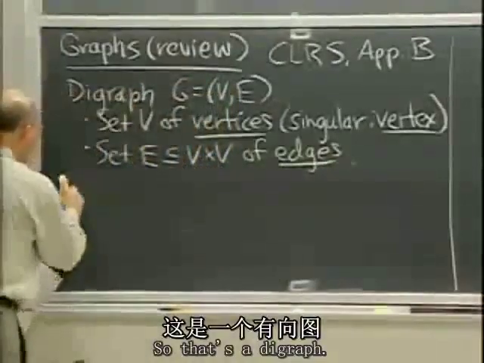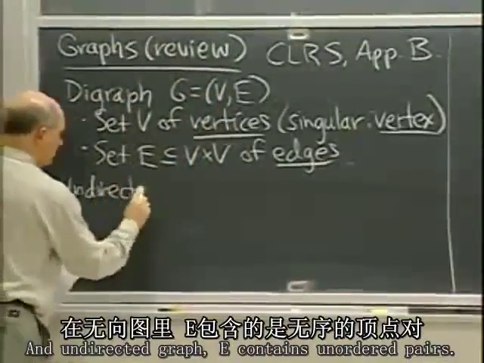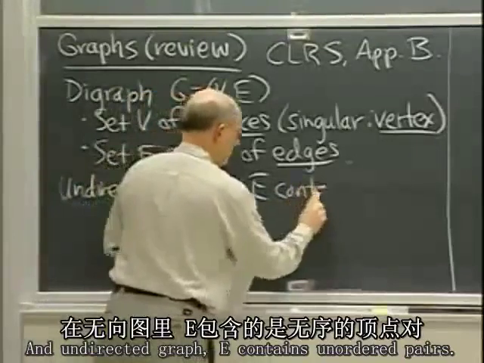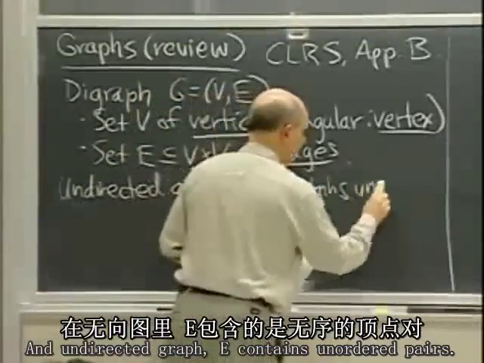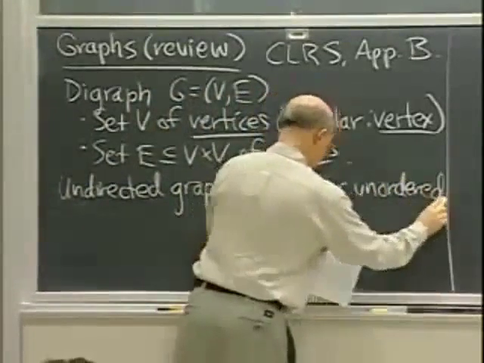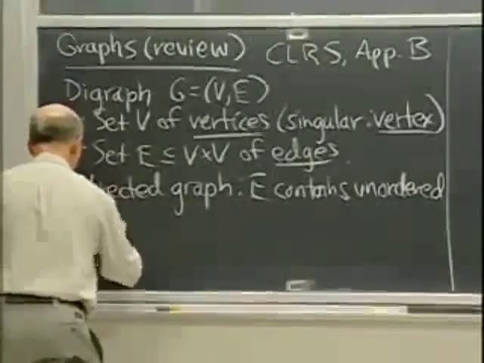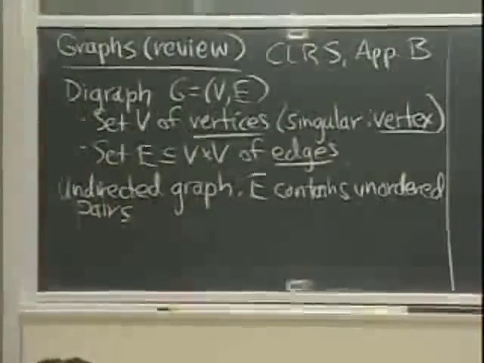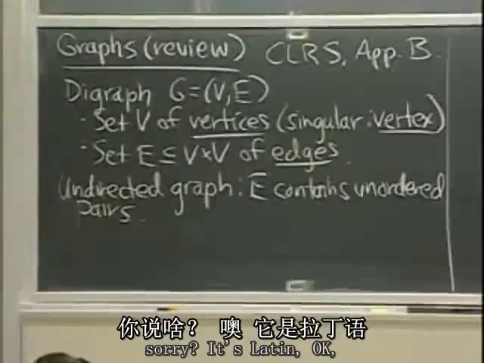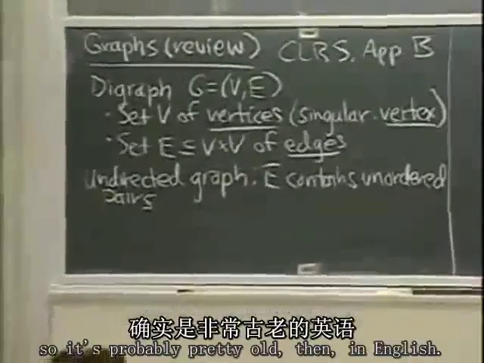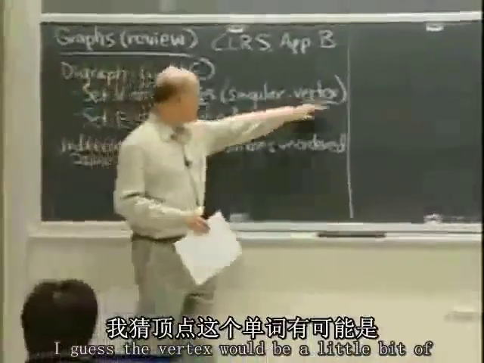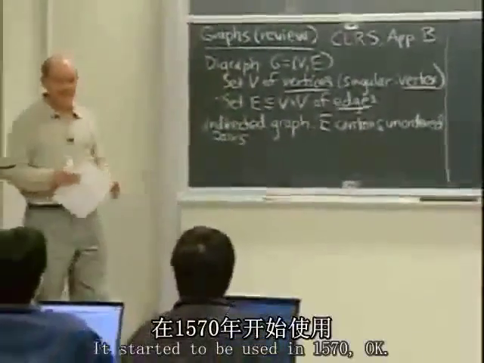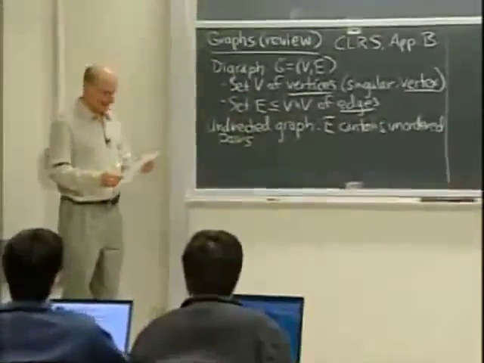So that's a digraph. In an undirected graph, E contains unordered pairs. It's Latin. So it's probably pretty old then in English. I guess the vertex would be a little bit of a giveaway that maybe it wasn't French. It started to be used in 1570.